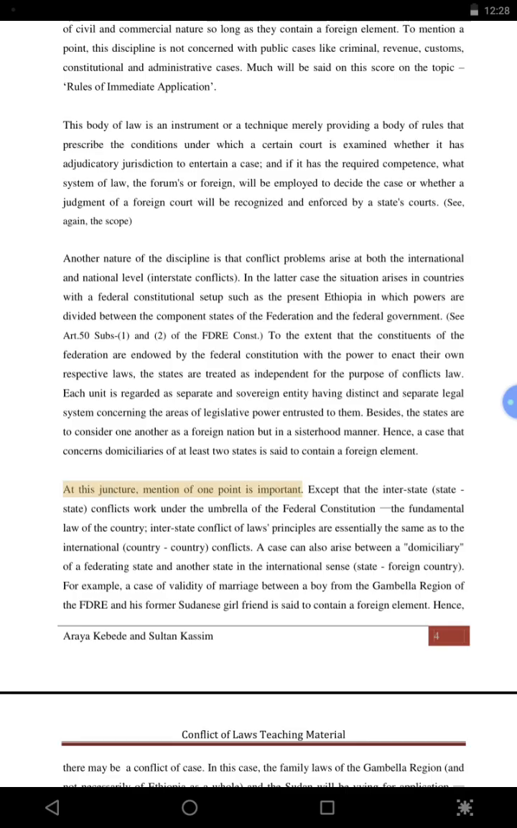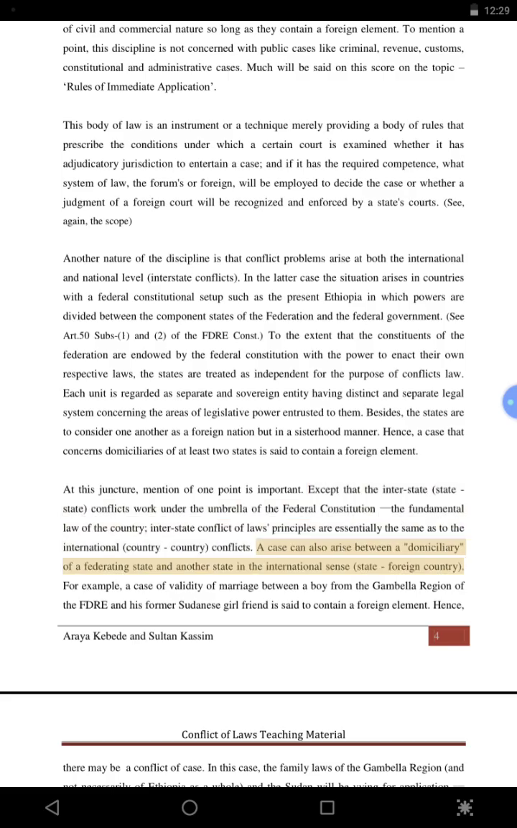At this juncture, mention of one point is important. Except that the interstate state-to-state conflicts work under the umbrella of the federal constitution, the fundamental law of the country, interstate conflict of laws principles are essentially the same as those of the international country-to-country conflicts.